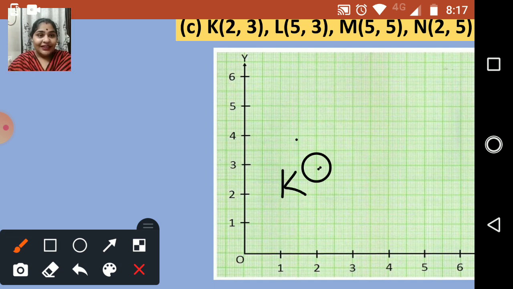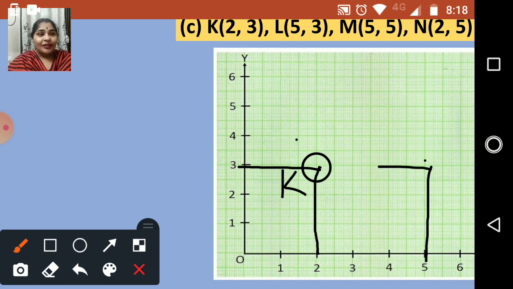You can see now, if I draw a line on the x-axis, it is coming at point 2, and on the y-axis it is coming at 3. So 2, 3 are the coordinates of point K. The next point is L, 5, 3. So where is 5? Here, children. I go up to 3. This will be my point L, that is 5, 3. If I come down, it is coming on the x-axis at 5, and here it is coming at 3. So this is my next point, that is point L.